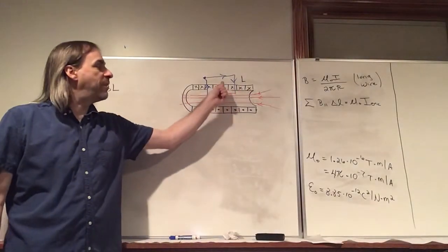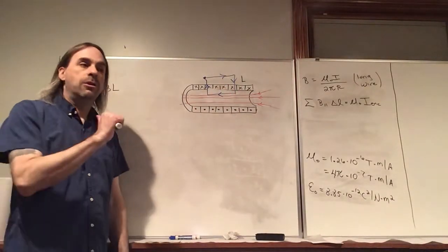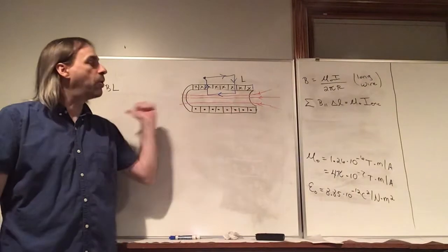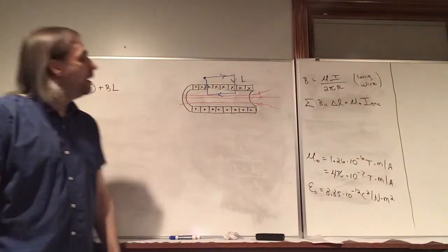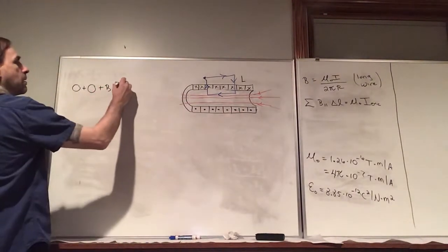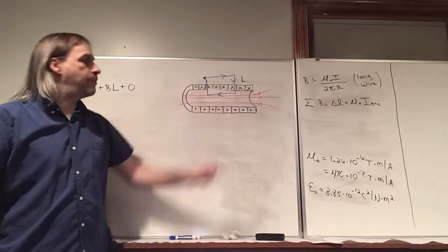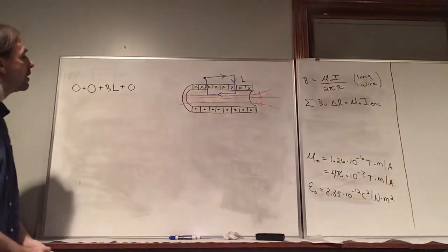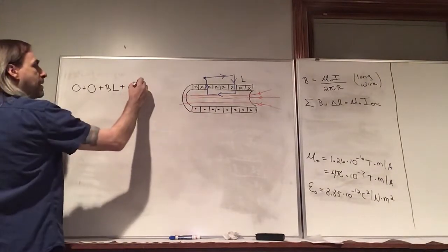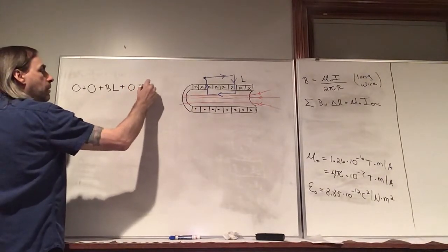So we have a magnetic field and that line segment. They're both oriented the same way. They're both going to the left. And then this last piece is 0 as well. For the same reason, that piece is 0. Okay, now that's equal to what?